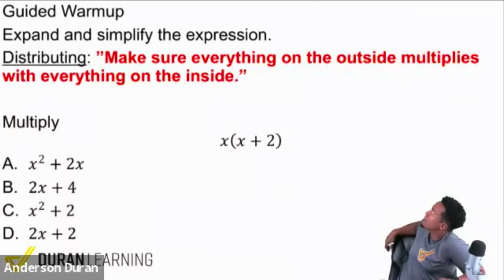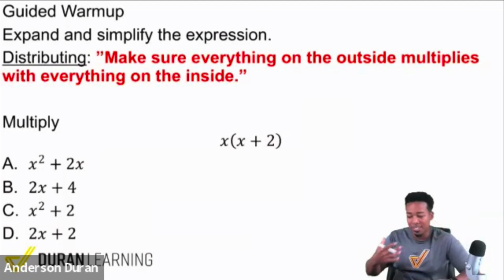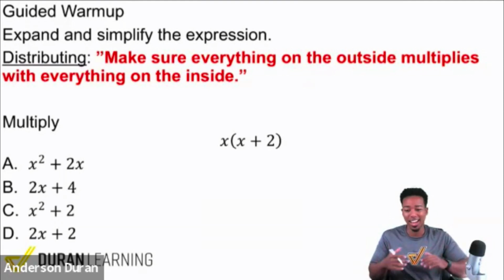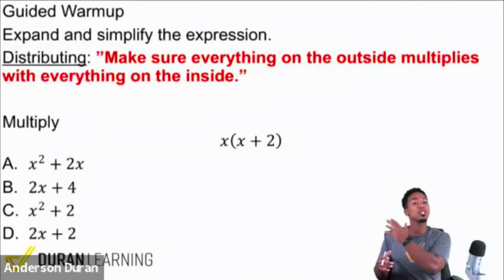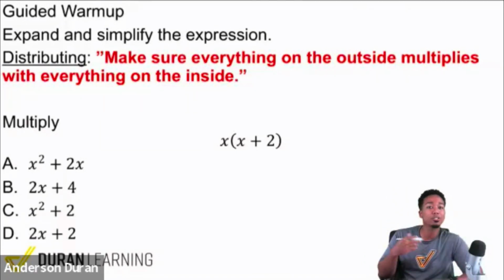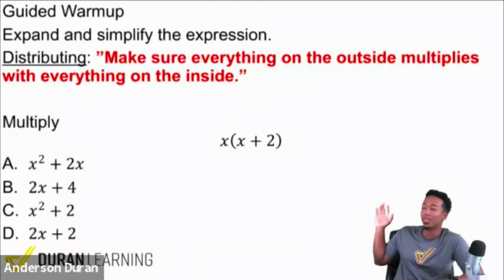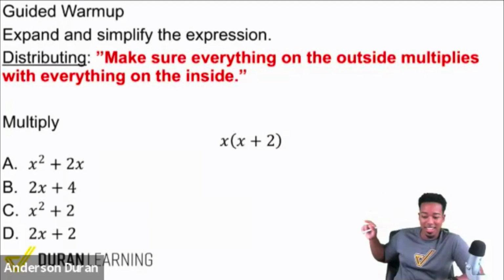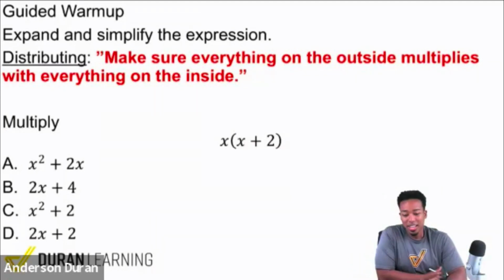Honestly, this is the one thing that I love doing. I love teaching semi-complicated topics in English in a way that just makes sense, as opposed to thinking like you're reading through a textbook. I don't ever want to feel like you guys are learning that way. I want you to learn in plain old English. So when it comes to distribution or the distributive property, here's the one thing I want you to know. Make sure everything on the outside multiplies with everything from the inside. Go ahead and copy that down.